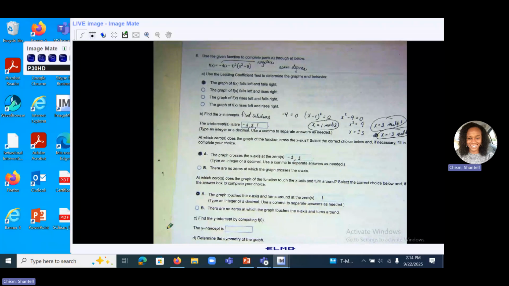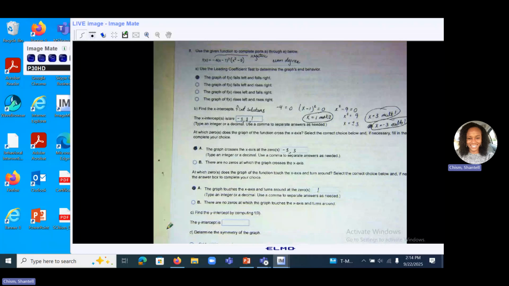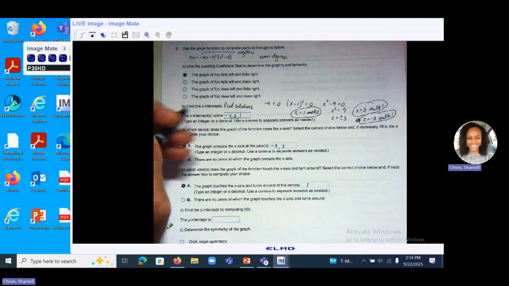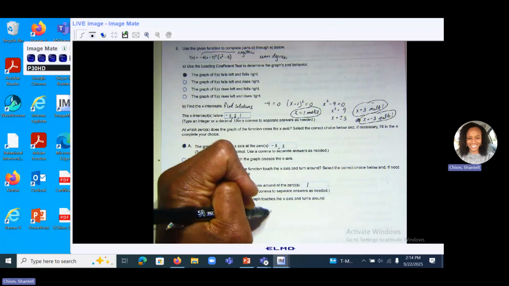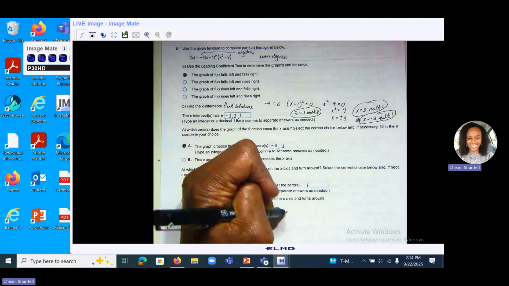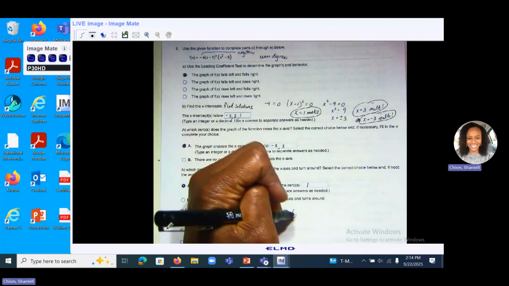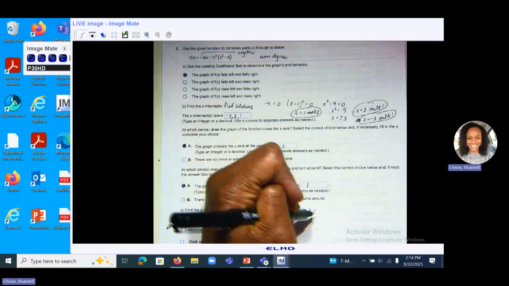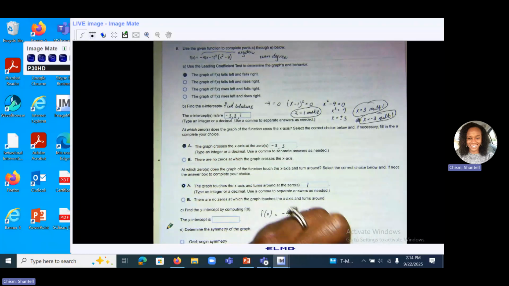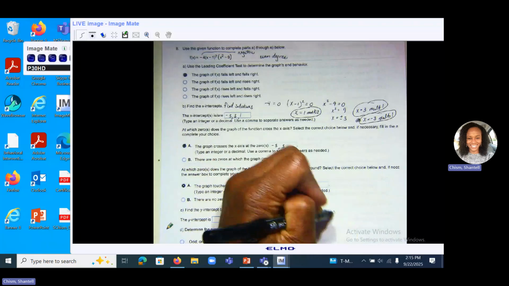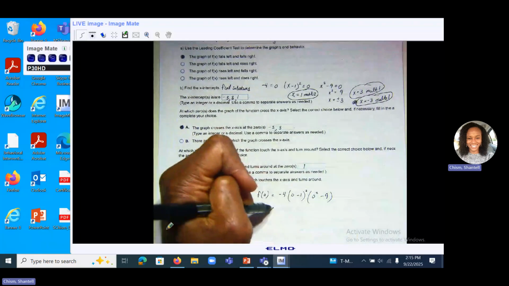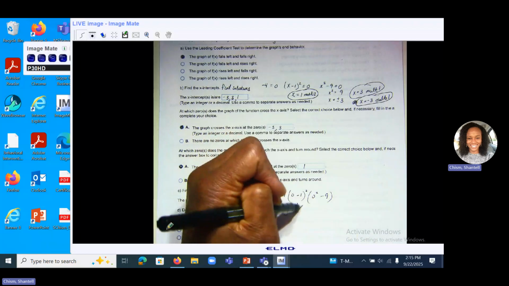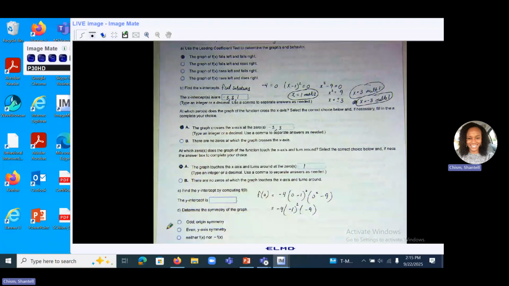Then part C says find the y-intercept by computing f at 0. So I would take the function and I would replace x with 0. So -4, 0 minus 1 squared, and then 0 squared minus 9. So I've got -4, here -1 squared, here -9.